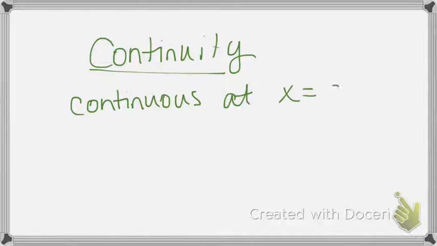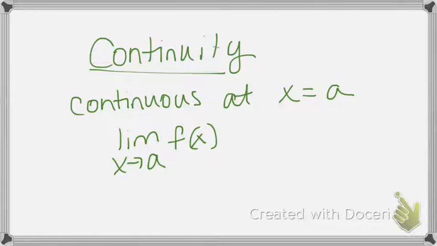So basically what has to happen for a function to be continuous at x equals a is that the limit as x approaches a of f of x has to equal f of a. So this is saying that whatever the limit is, it has to equal the value of the function. And basically that means three things occur.